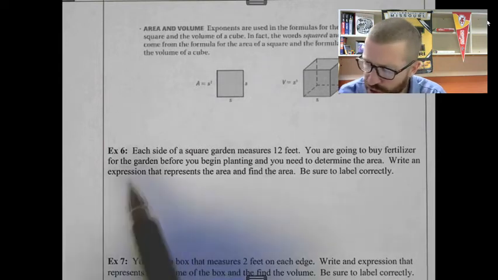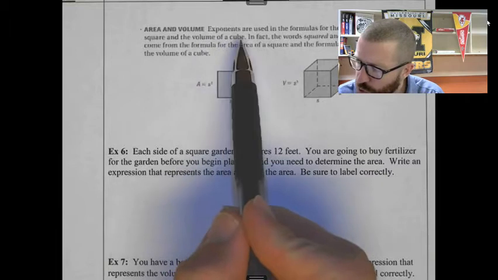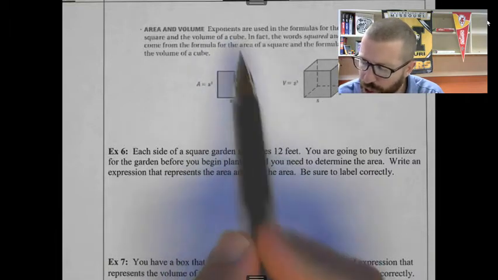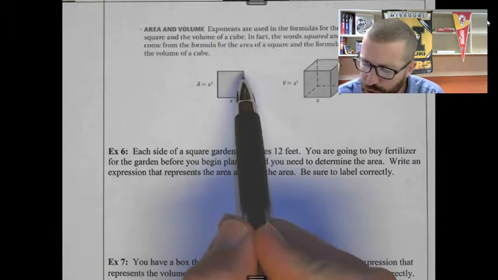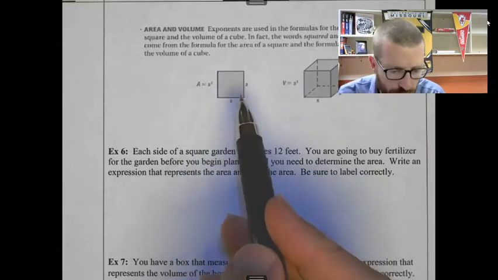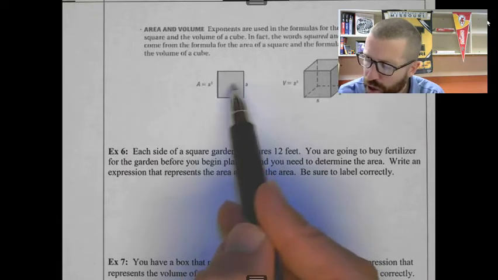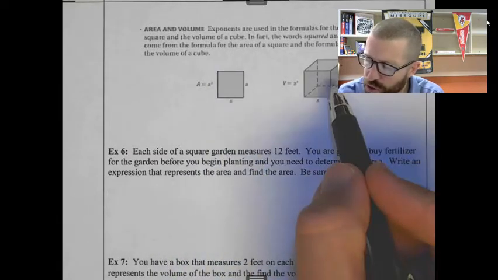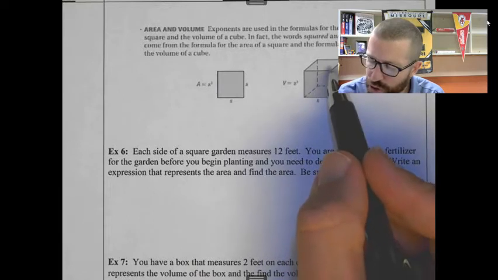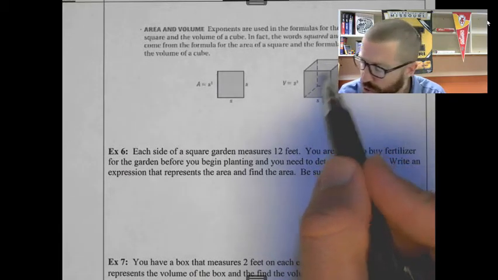So before we dive into example 6 and 7 here, we have area and volume described up here, and I won't read this through, but area is the space that's taken up if you were to paint this square. It's how much space is inside the square. And then volume deals with 3 dimensions. It's if you were to fill a box with paint, how much paint would fill the box.